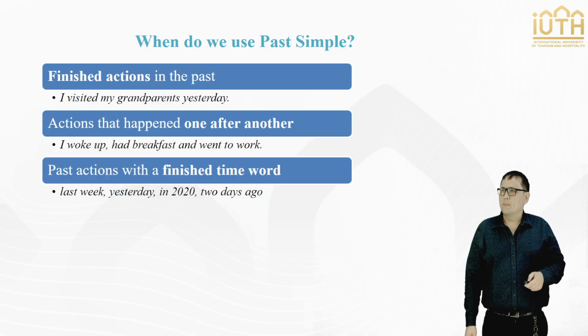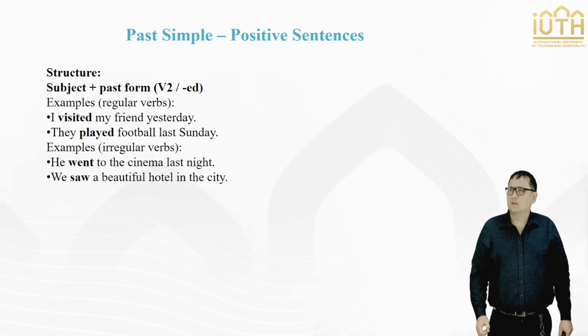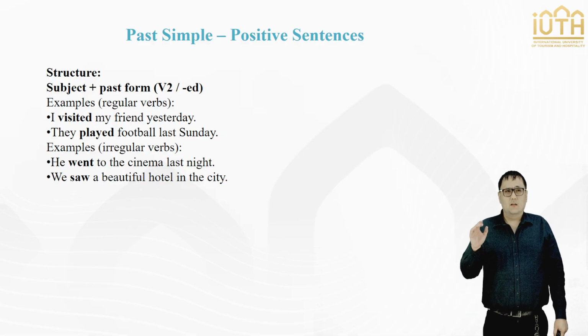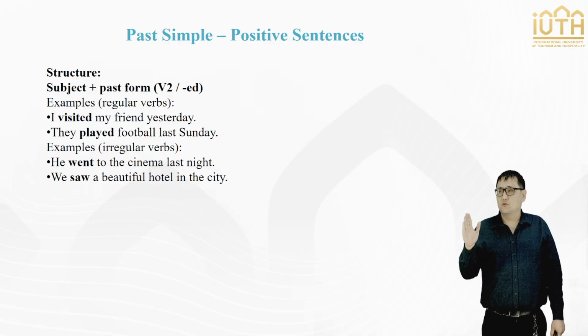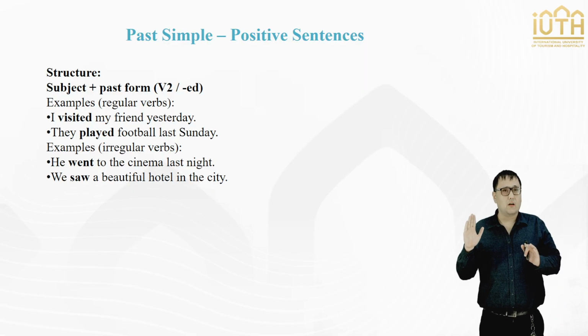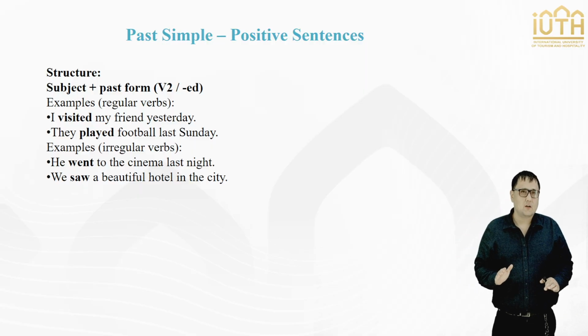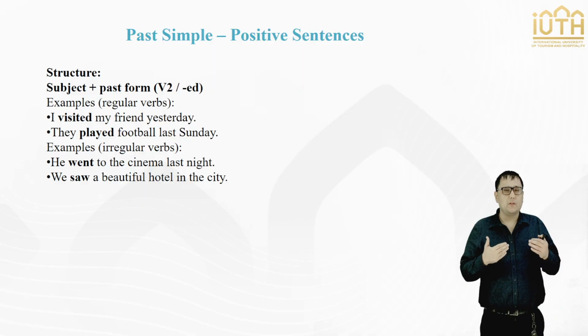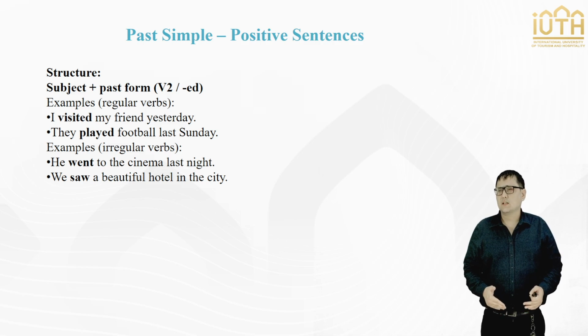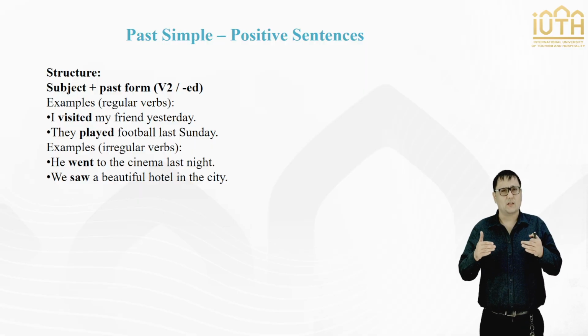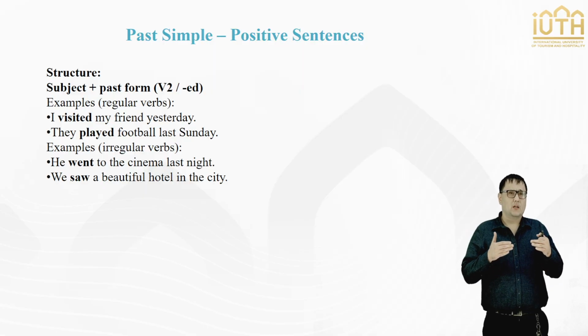So, past simple positive sentences. Here, students, you have to pay attention to the forms of the sentences. Why? Because you need to be able to form a positive sentence, a negative sentence, and a question in the past simple tense. So the form of the positive sentence in past simple tense, as you know: first we need a subject, then we need a verb in a past form.